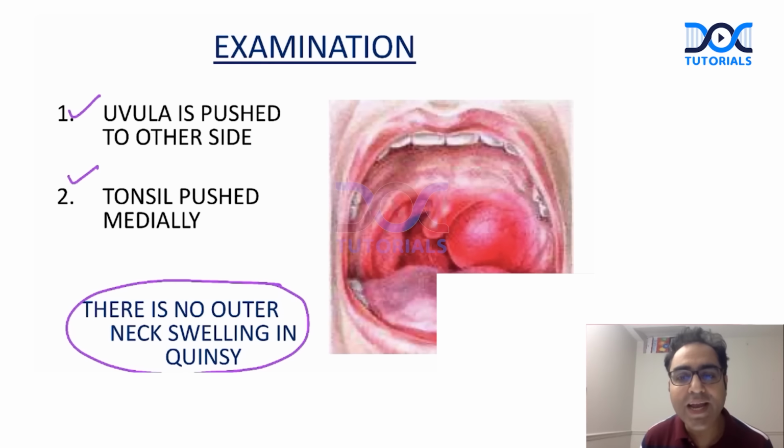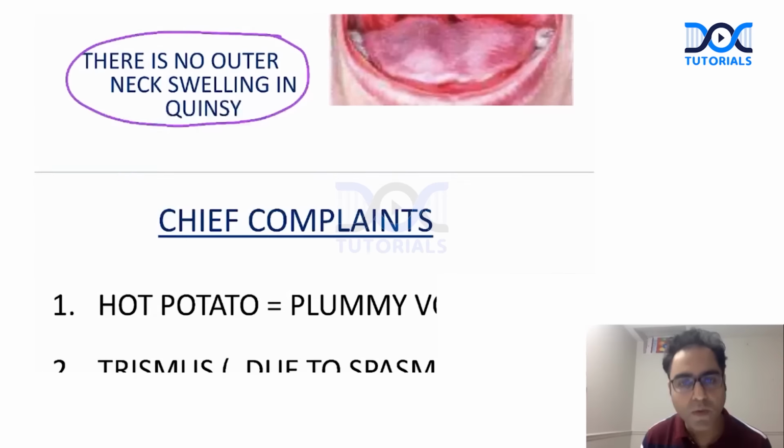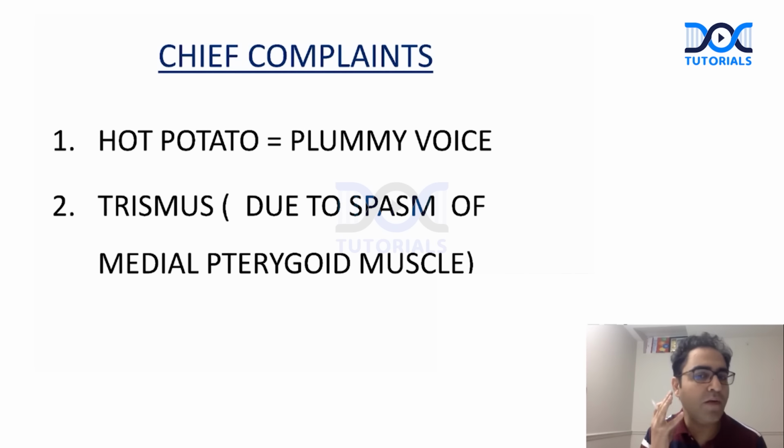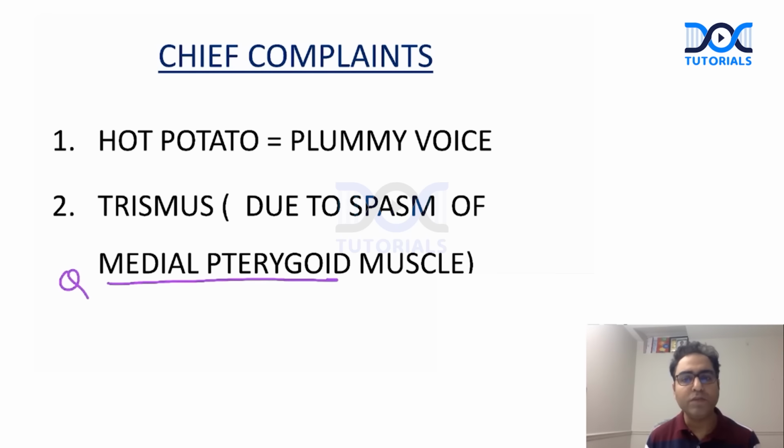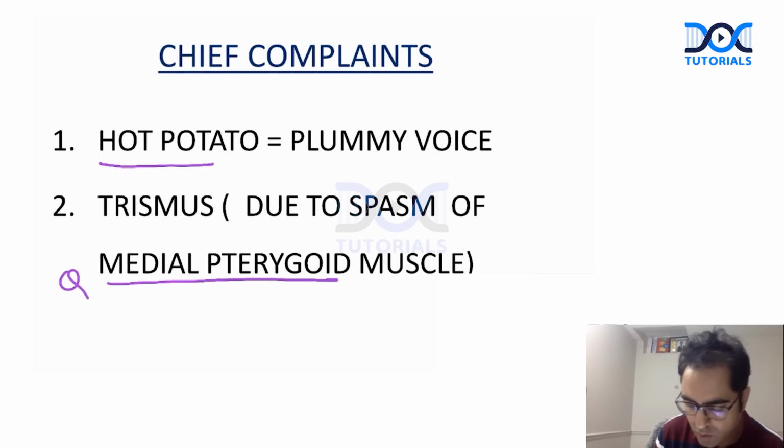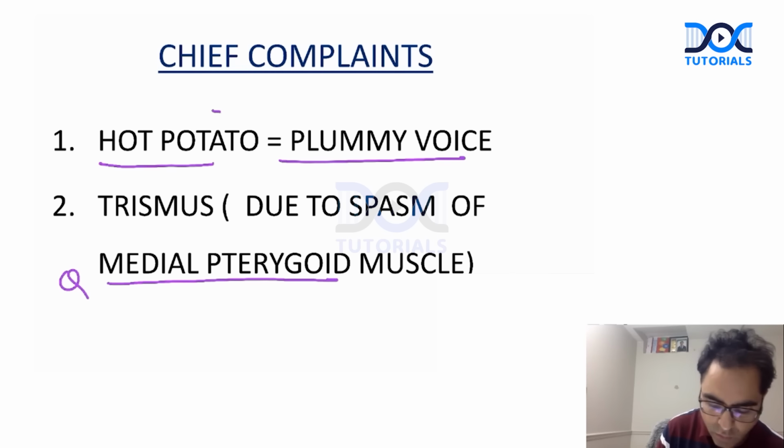What are the clinical presenting features of this patient? Number 1, trismus will be there. Patient will have difficulty in mouth opening due to spasm of which muscle? Medial pterygoid muscle. What is trismus? Difficulty in mouth opening. And what is the cause of trismus? Spasm of the medial pterygoid muscle. And number 2, classically hot potato voice or plummy voice or muffled voice. These two features are always there. There will be throat pain, there will be dysphagia.